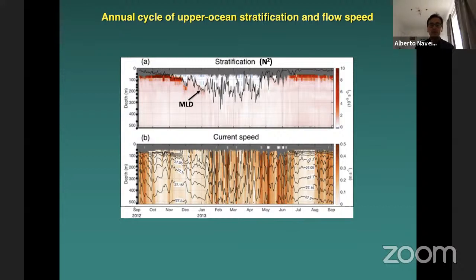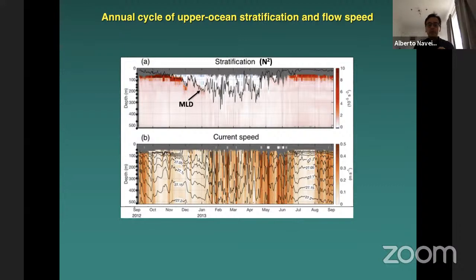Now, looking at current speed in the bottom panel, where the black lines show isopycnals, what you can see there is that the kinetic energy is higher in winter and spring, as it is in many other open ocean regions at mid-latitudes, and it's lower as we go towards summer and also in the autumn. So nothing special about this area.